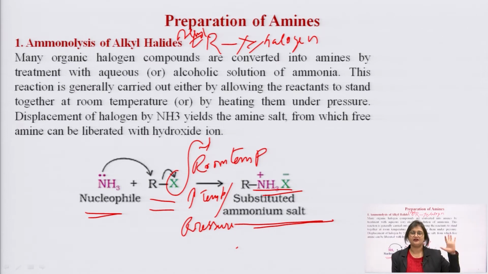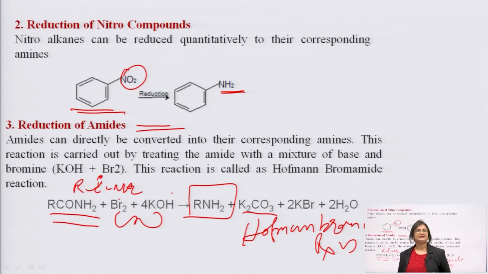We have been discussing five major reactions for the preparation of amines. Number 1, ammonolysis of alkyl halides, that is, alkyl halides getting converted into amines in the presence of the nucleophile ammonia. The second reaction is reduction of nitro compounds. The nitro group can be reduced into its corresponding amine, leading to the production of primary amines.